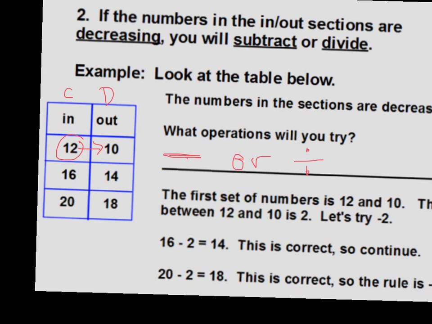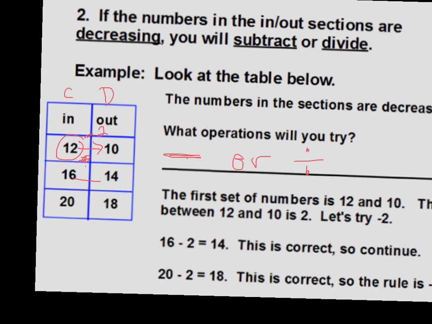We're going to try subtraction, or what's another way to decrease a number? You got it, division. So 12 minus 2 would be 10. 12 divided by what number would equal 10 though? Well, 12 divided by 1 is 12. 12 divided by 2 is 6. So division is not possible. So it's got to be minus 2.